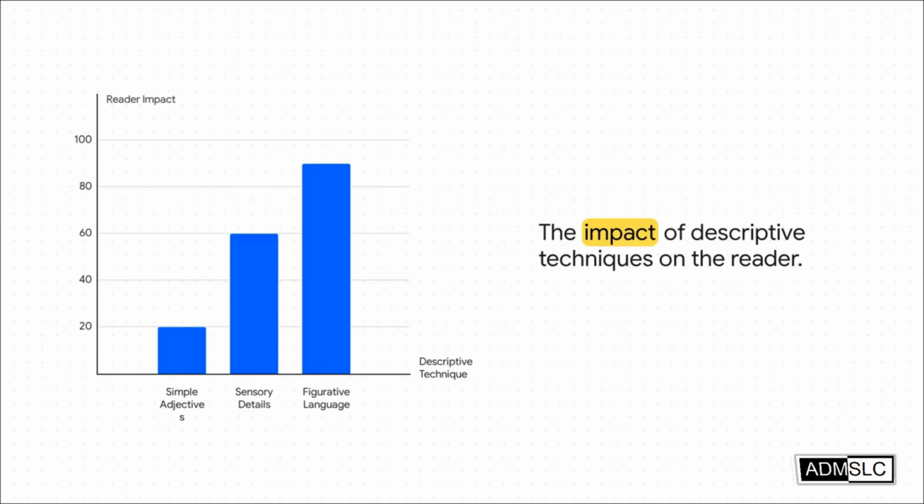And this chart just spells it out perfectly. Using simple adjectives like big or old has a really low impact on the reader. But look what happens when you start adding sensory details and then layer on powerful figurative language. The impact just shoots through the roof. Your job is to live in that high impact zone. That is where the grade 9 marks are hiding.